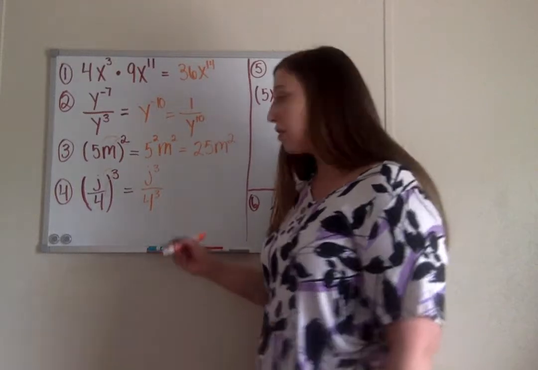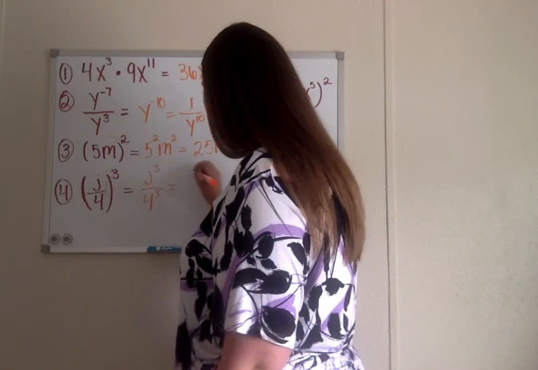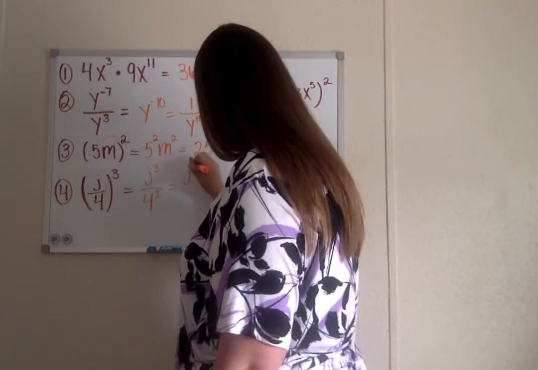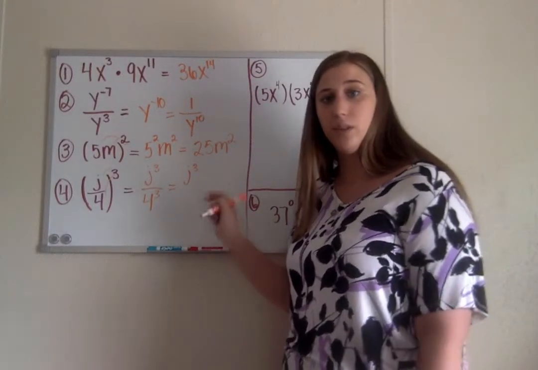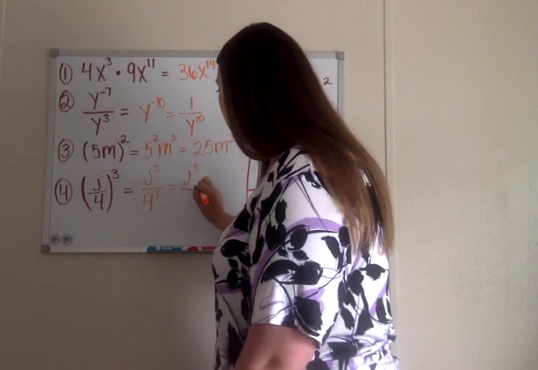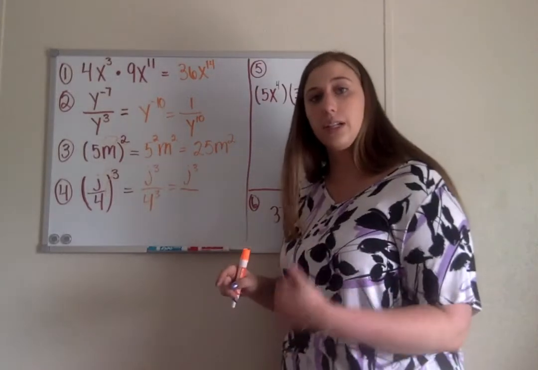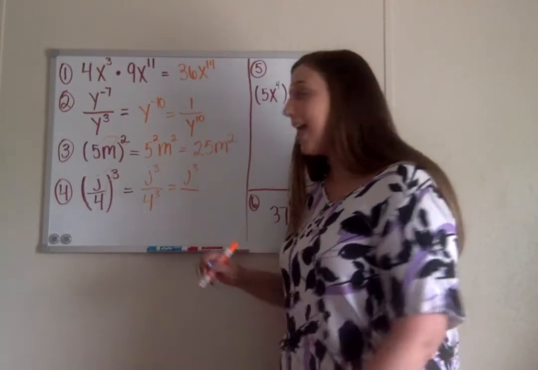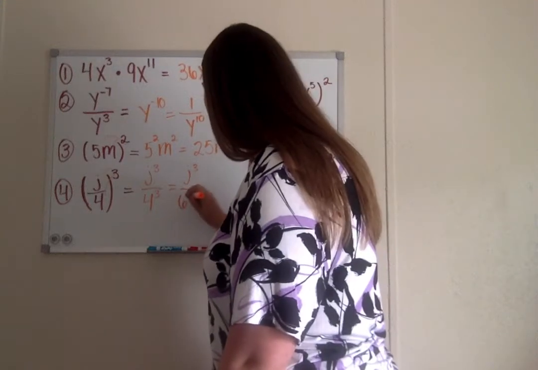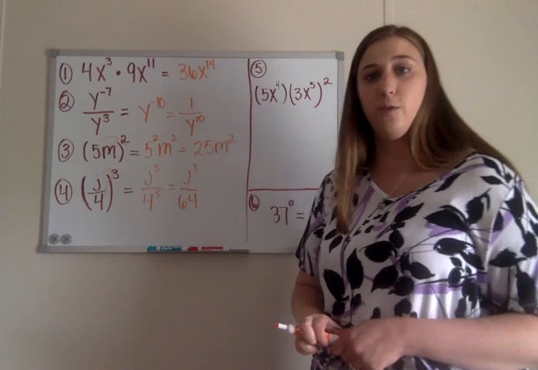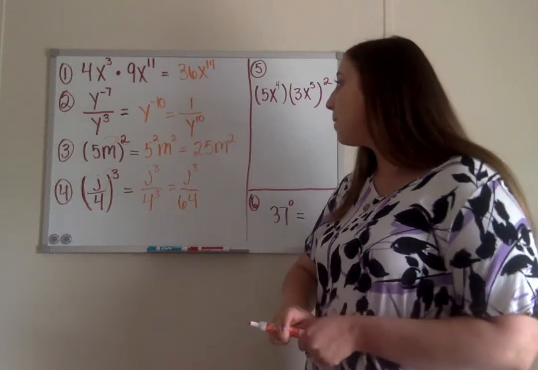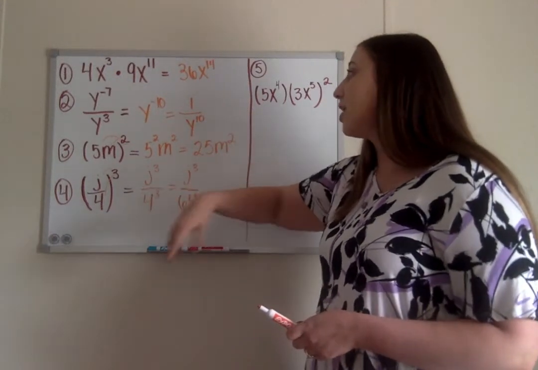Again, there's still one more thing we can do. j to the third, j cubed, is j cubed. That's a variable, that is what it is. But we know 4 cubed is 4 times 4 times 4, and that value is 64. So our final answer is j cubed over 64. And those are the basic properties here that you'll see.